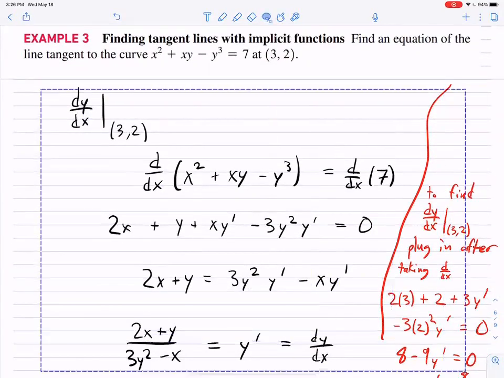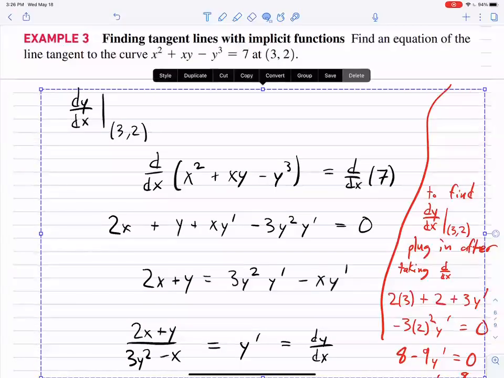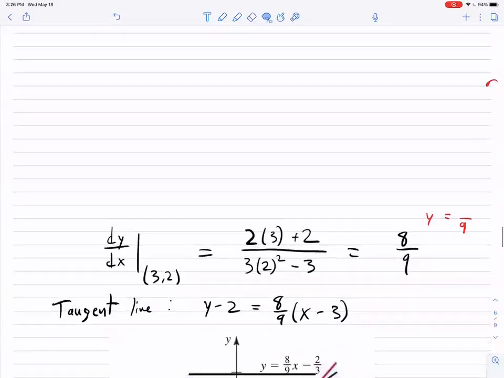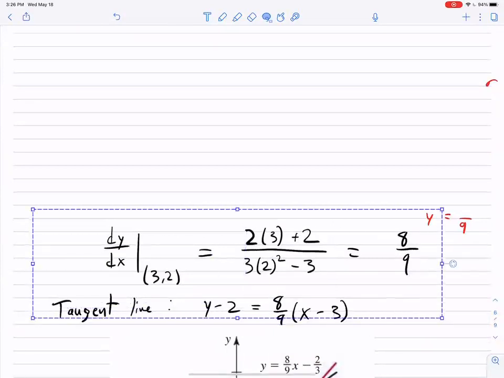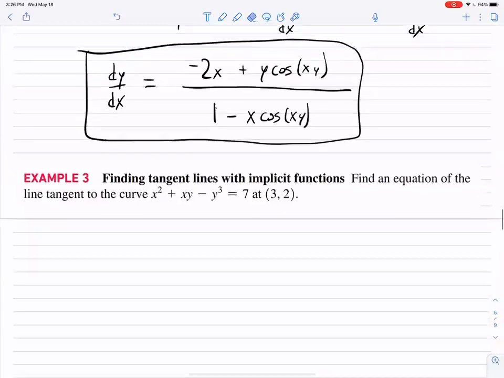Whoops, I forgot to delete this. Sorry, cut that out. I forgot to delete. Sorry about that.